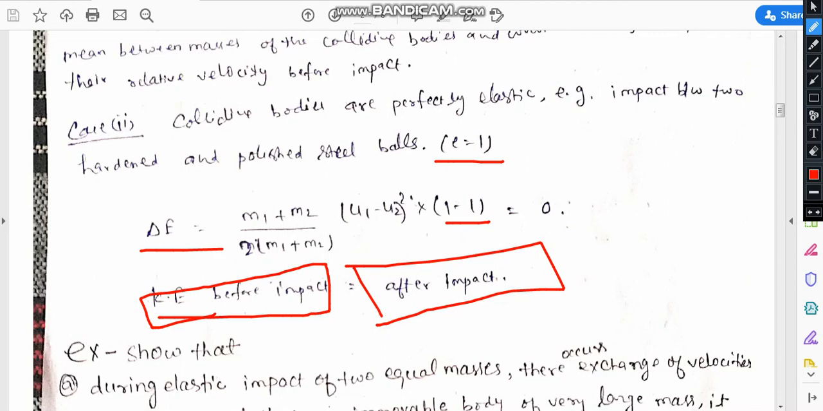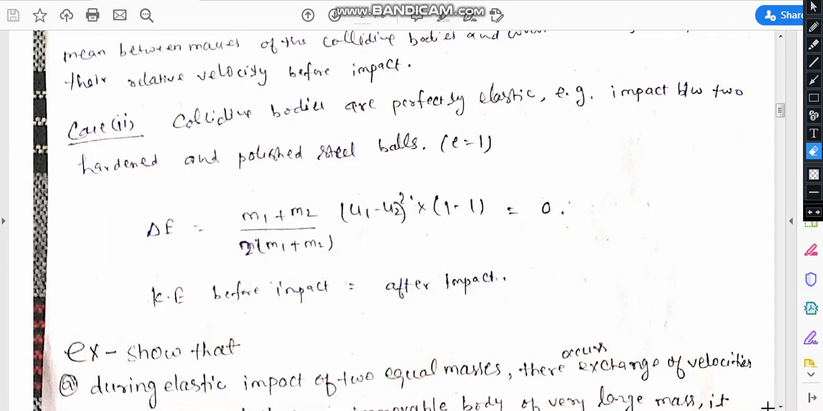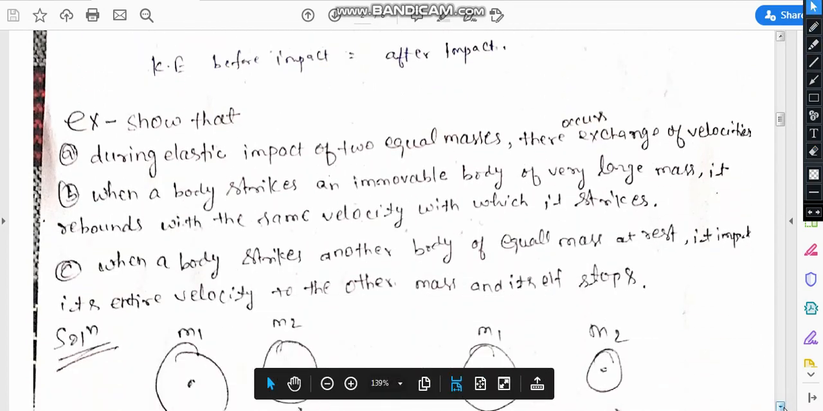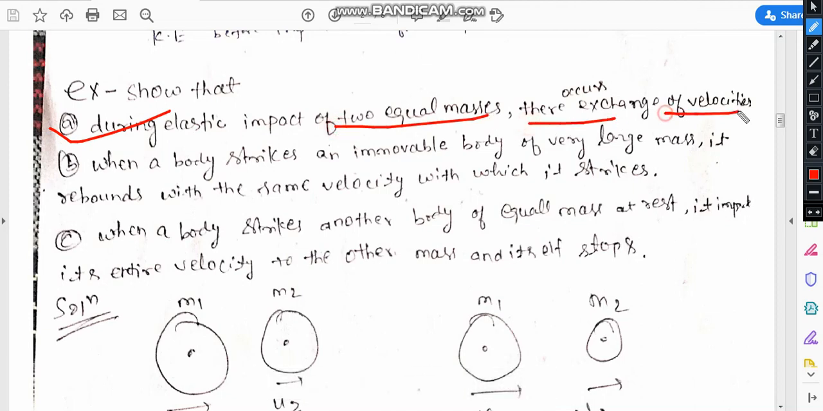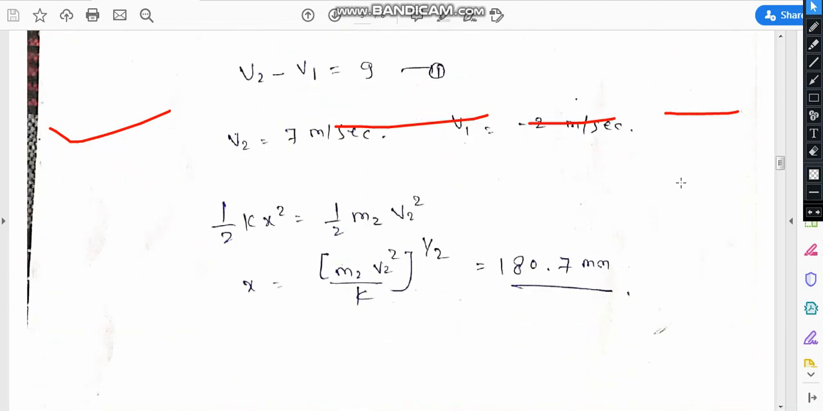Now we come to the simple problem, and there are 3 parts. So one by one. The first question is that during elastic impact of 2 equal masses, there occurs an exchange of velocity. So how can we solve this?